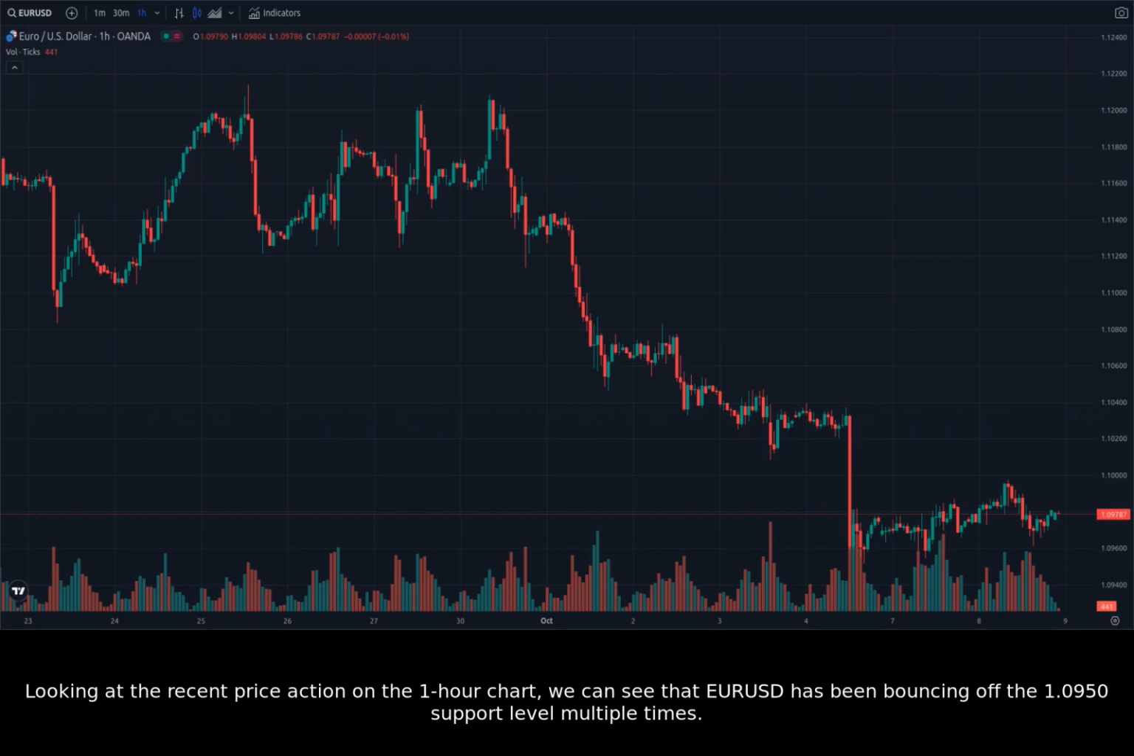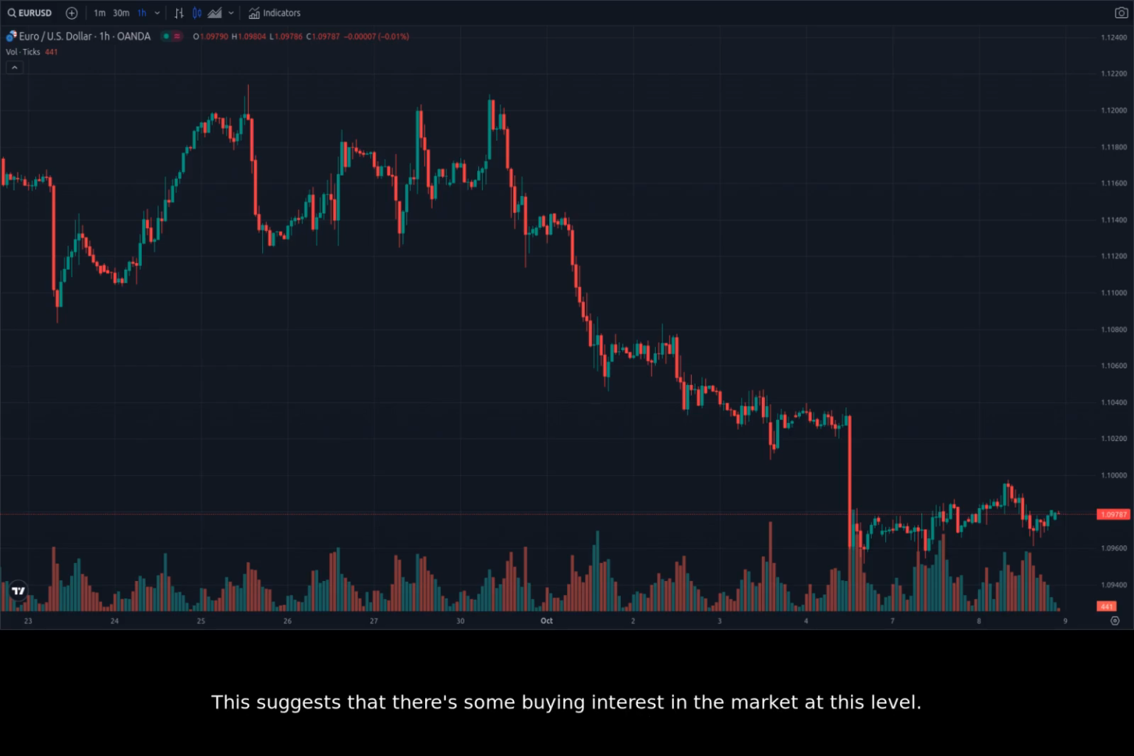Looking at the recent price action on the one-hour chart, we can see that EURUSD has been bouncing off the 1.0950 support level multiple times. This suggests that there's some buying interest in the market at this level. However, the 1.1000 resistance level has been acting as a ceiling for EURUSD. The price has repeatedly failed to break through this level, highlighting the selling pressure in the market.